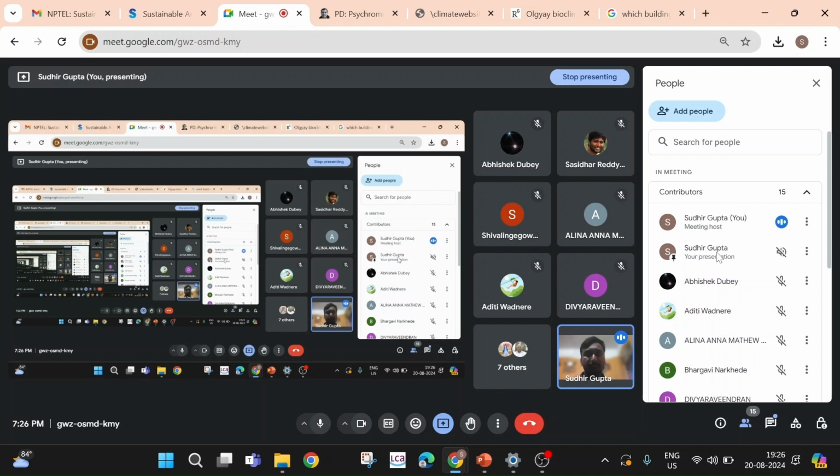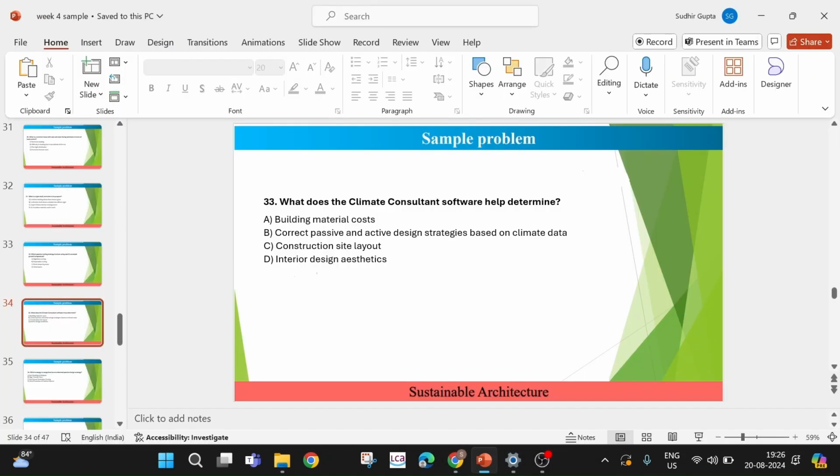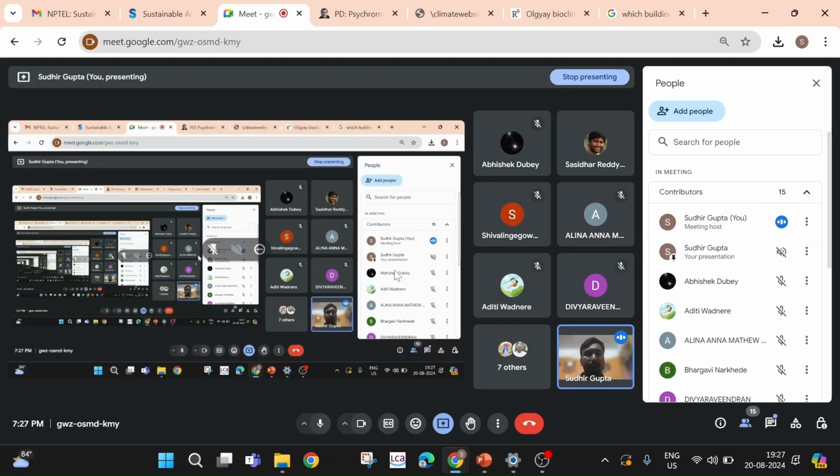Is anybody facing some sort of difficulty with the software? The whole and sole purpose of giving the brief intro of those softwares was to make you aware about the correct passive and active design strategies that can be beneficial for your particular climate conditions. You should be getting a brief idea about that.